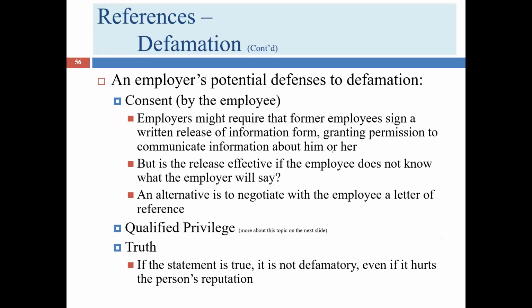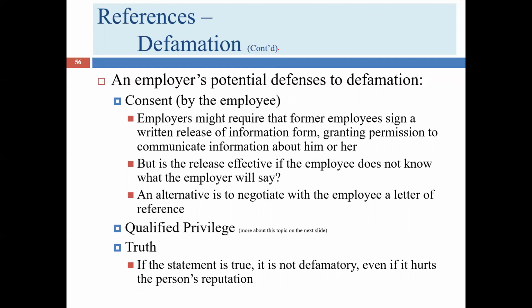So let's say an employer does give a bad job reference, and now there's the allegation that it was defamatory. What types of things can the employer say to respond to that? One is that the employee consented to the employer giving a reference. The employee didn't have to give that reference to a potential employer. So a lot of times a past employer might say, yes, I will give a reference, but you need to sign this release saying the type of information you want us to give.